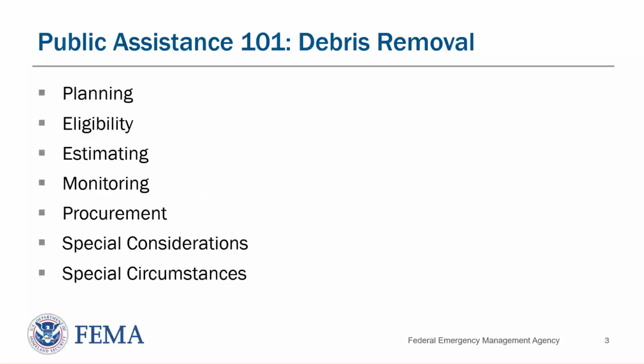I'm going to lay out how the class is going to go today. So we're going to talk about planning. Then once you've got your debris planned for, we're then going to talk about what kind of debris you can pick up, so eligibility. Then once you know what kind of debris you can pick up, you can estimate those totals because a Category A can be funded on estimates. Then we're going to talk about monitoring, which is going to be a really huge part of where people run into issues with Category A debris removal projects, and procurement, which is how you can get some additional help with your debris removal. And then we'll talk about special considerations and special circumstances around debris removal operations.